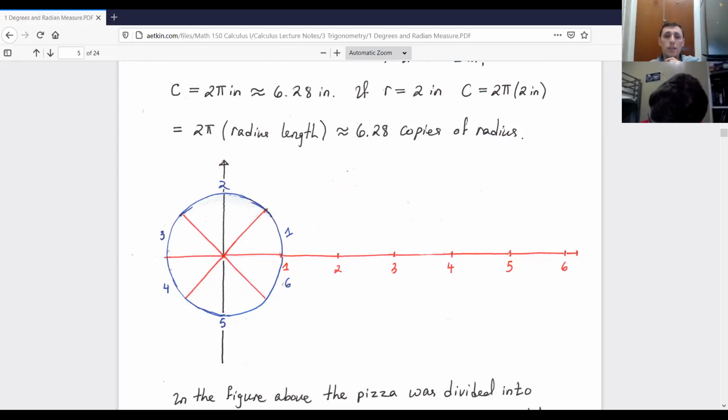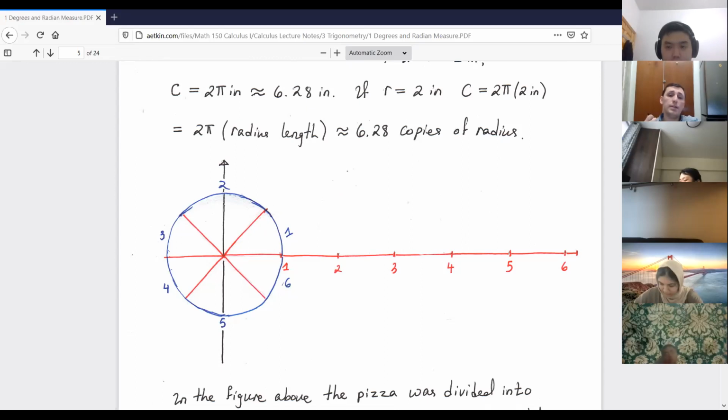So 1 radian is approximately 1/6, a little bit less than 1/6 of the full pizza. It's a little less than 1/6 of the full pie. Are you clear? Because 2 pi radians, or 6.28, will make the full pie.